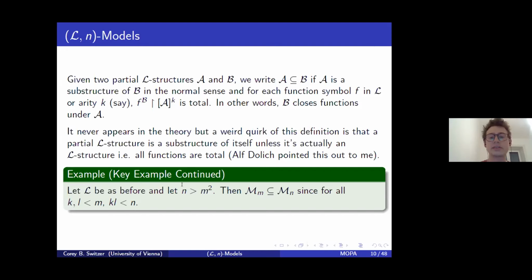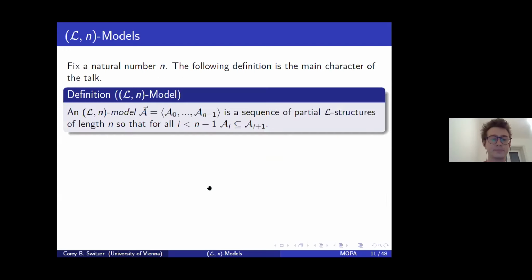Now, to continue this key example, suppose I had n greater than m squared, two numbers. Then M sub m is a substructure of M sub n. Because if I take two numbers, k and l less than m, if you add them or multiply them, they're not going to be larger than m squared, which is exactly what it means to say that I close off under function symbols. And if you wanted to add, for example, a symbol for the exponential function in your language, then you of course need exponential here as opposed to squared.